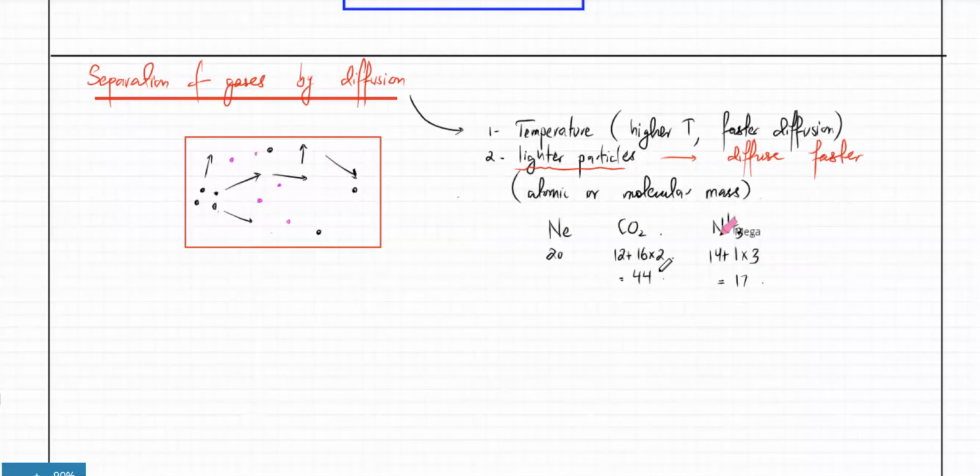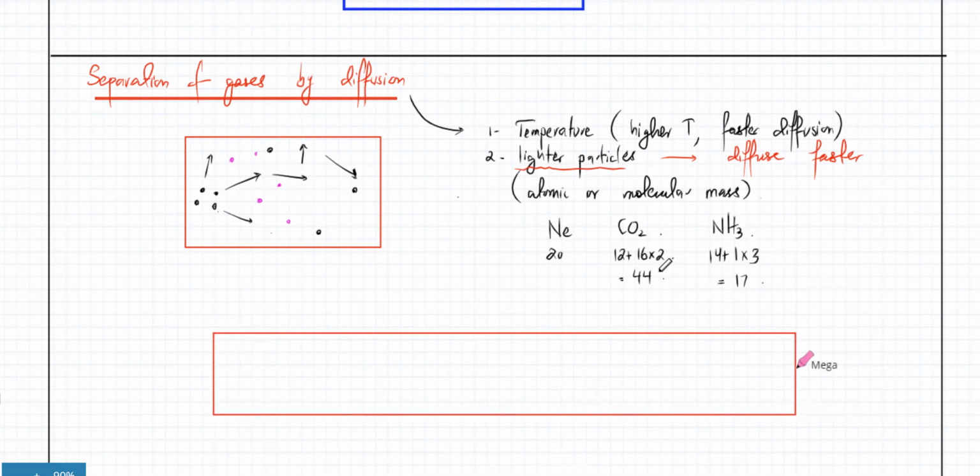So how do you separate gases by diffusion? The idea is very simple. Let's say you have this pipe, and you've got a mixture of gases at one end. Let's say the blue ones are ammonia, and the red ones are carbon dioxide. They're all mixed together, and we also have neon.